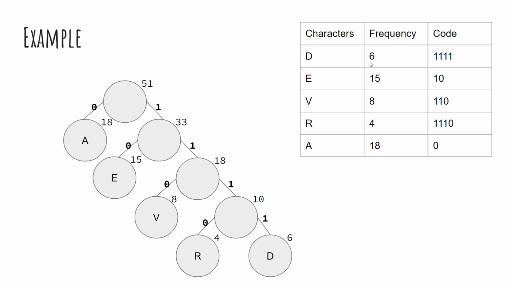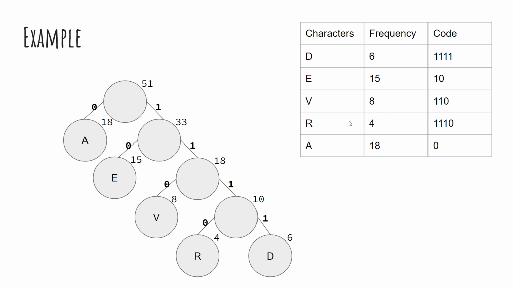And so the way we encode them is we basically say that the character D can be encoded as 1111, and the way I get this is D is over here, and so I start from the root node and then I go right, so I get 1, then another right, right and right, and so that gives me 1111.